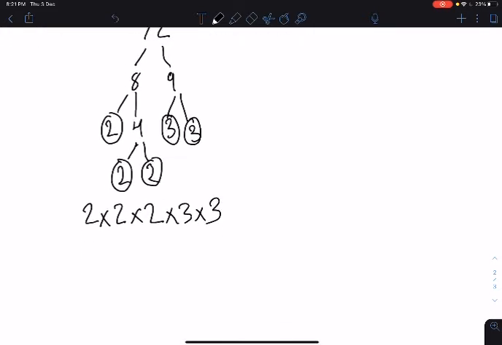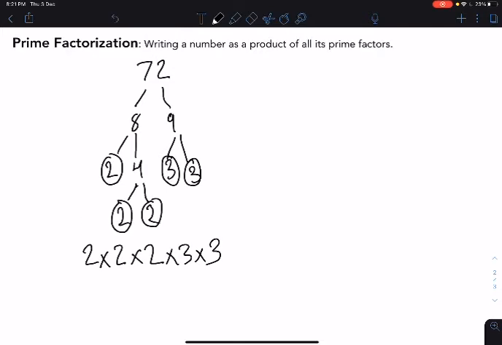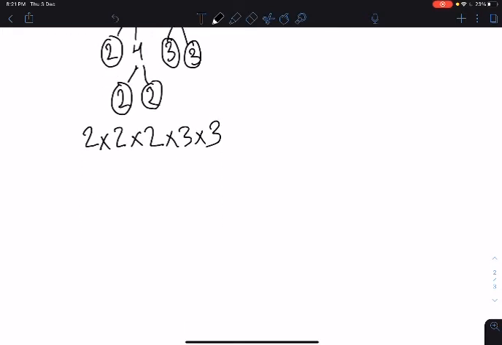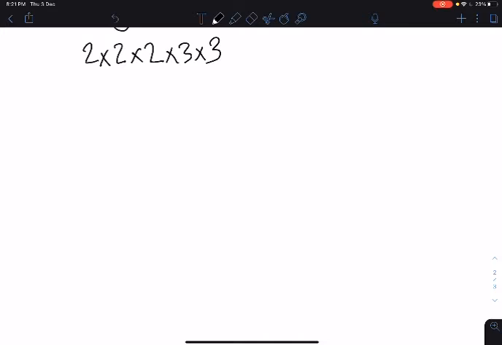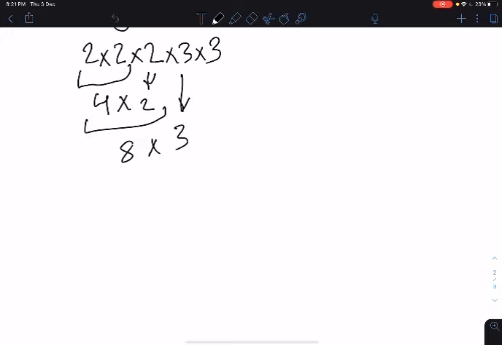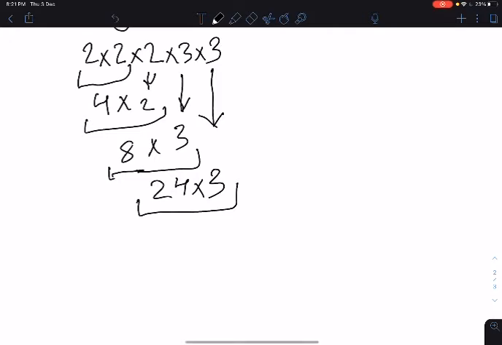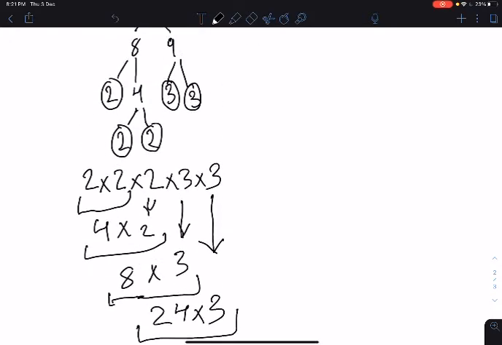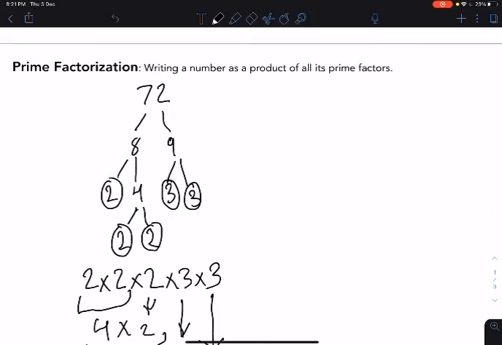Now we have to check if when we multiply all these, we get the answer as 72, to check if our calculation is right. 2 into 2 is 4 and 4 into 2 is 8. 8 into 3 is 24. 24 into 3 is equal to 72. So that means our calculation was right.